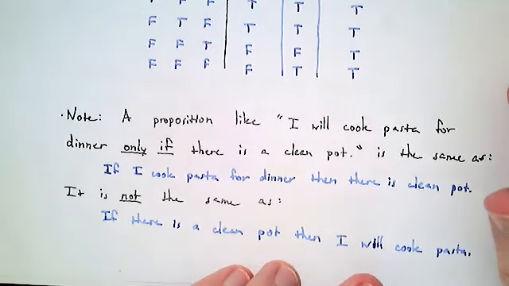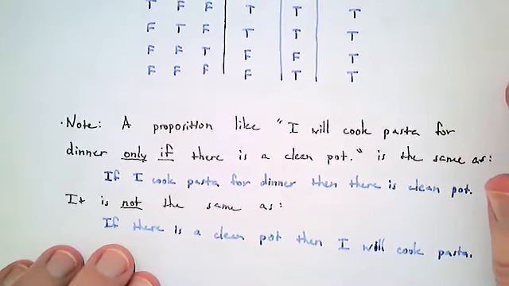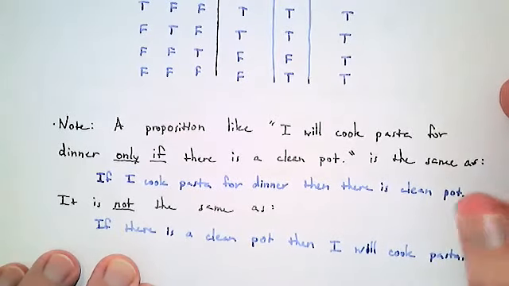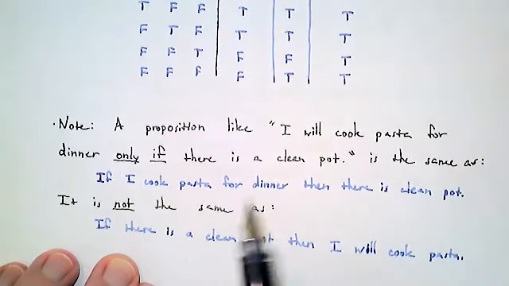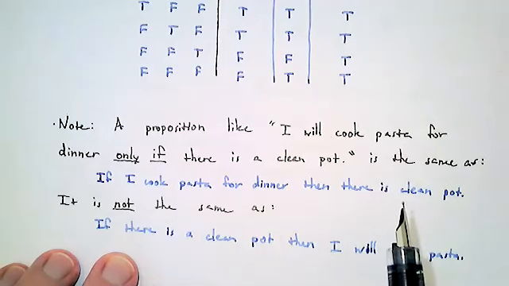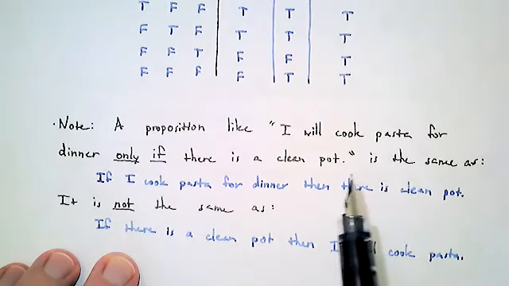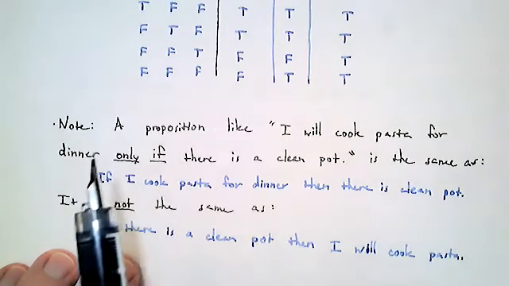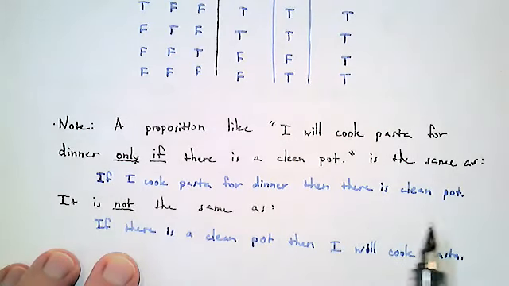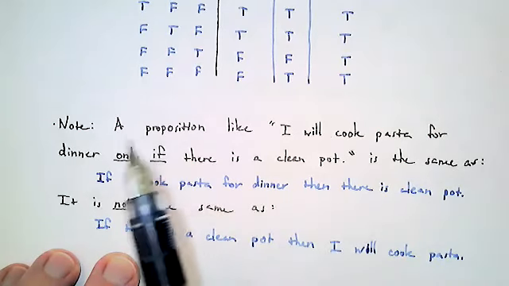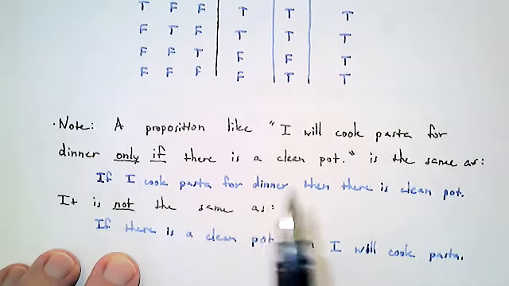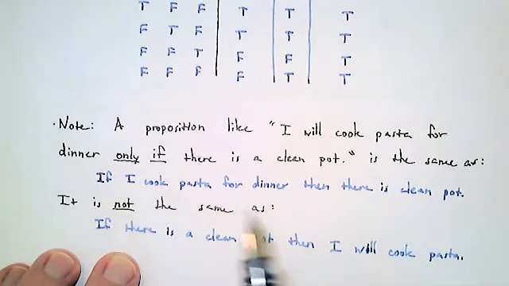So the meaning of these two sentences is actually quite different. The first one says, if I cook pasta for dinner, then there's a clean pot. So what this means is that, well, you're being lazy. You don't want to do any dishes before you even cook. So you're only going to clean if there is already a clean pot. And that's exactly what this is.